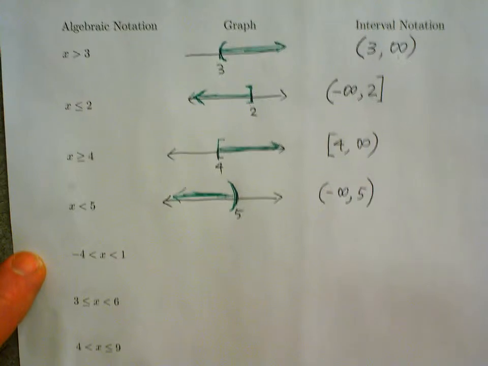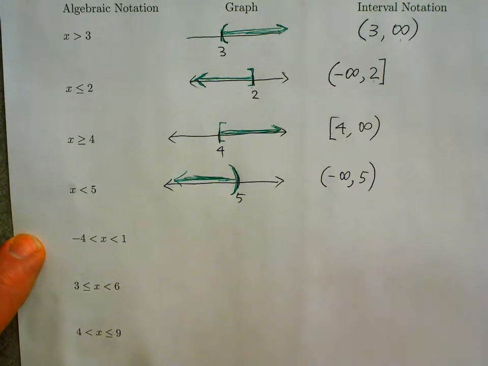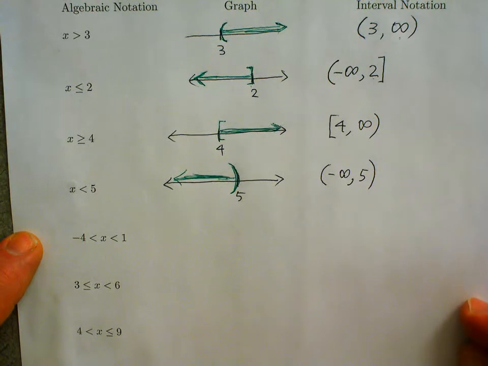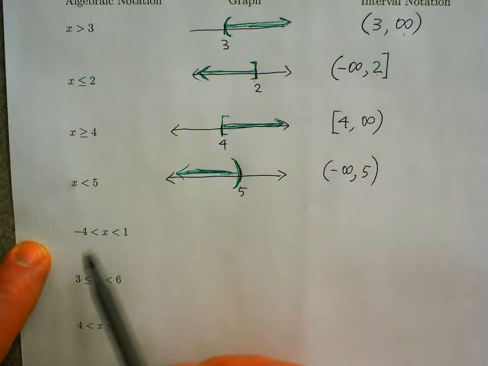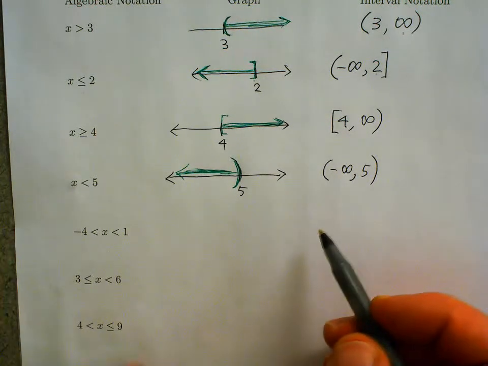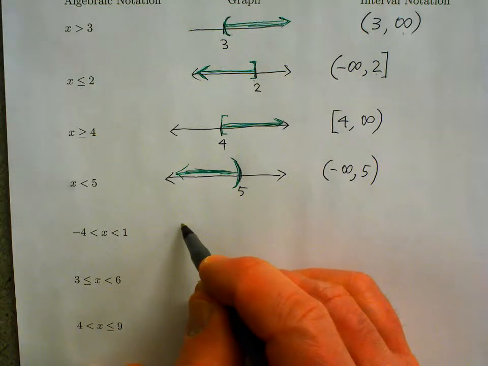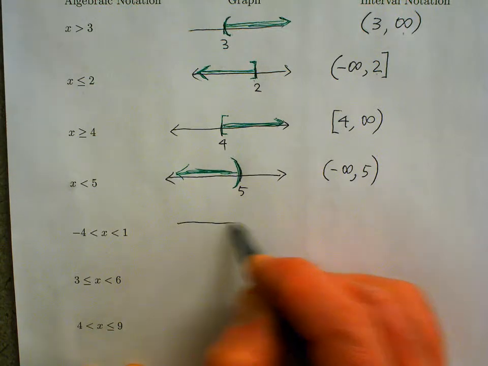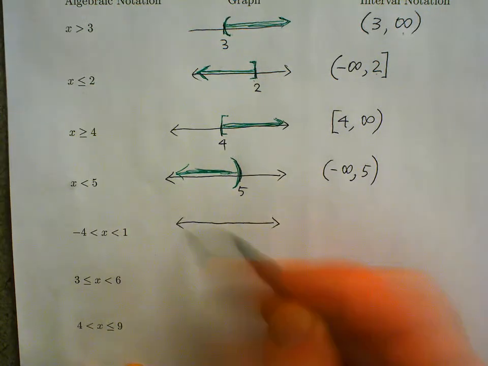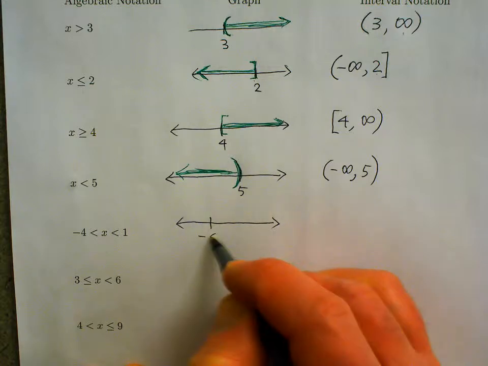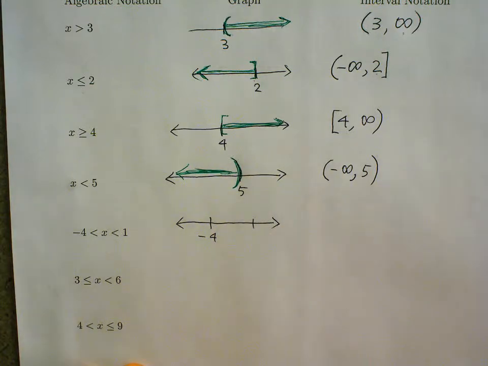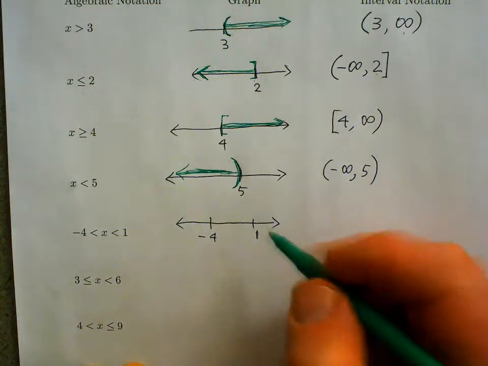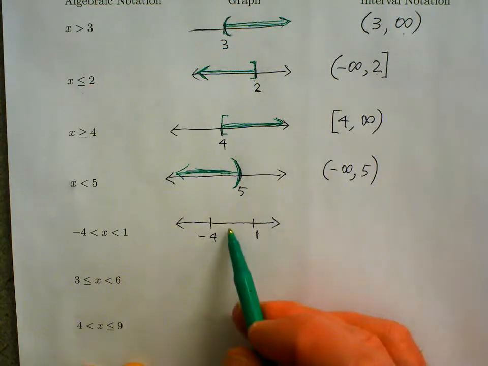Okay, the next one, this is a compound inequality. The next 4 are compound inequalities because each one has 2 inequalities. So negative 4 is less than x, which is less than 1. So we plot the numbers negative 4 and 1. So x is just a number that's between negative 4 and 1.